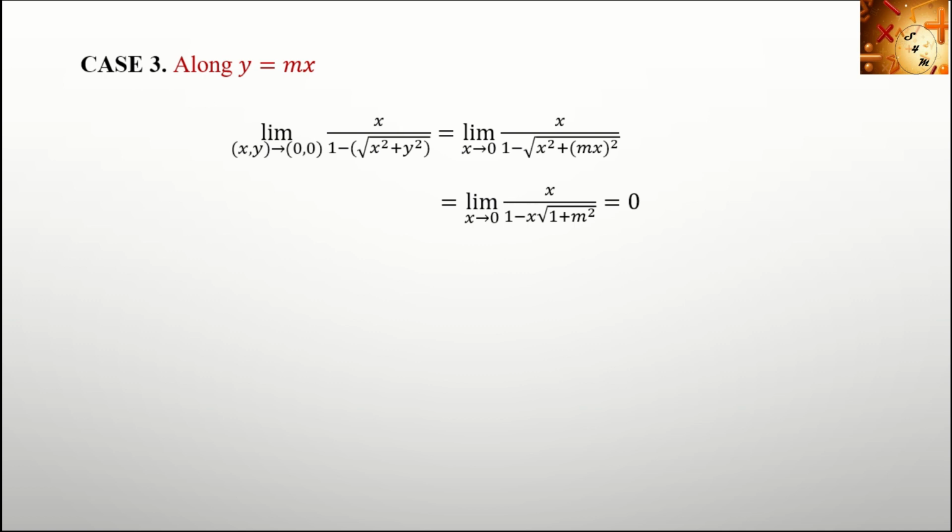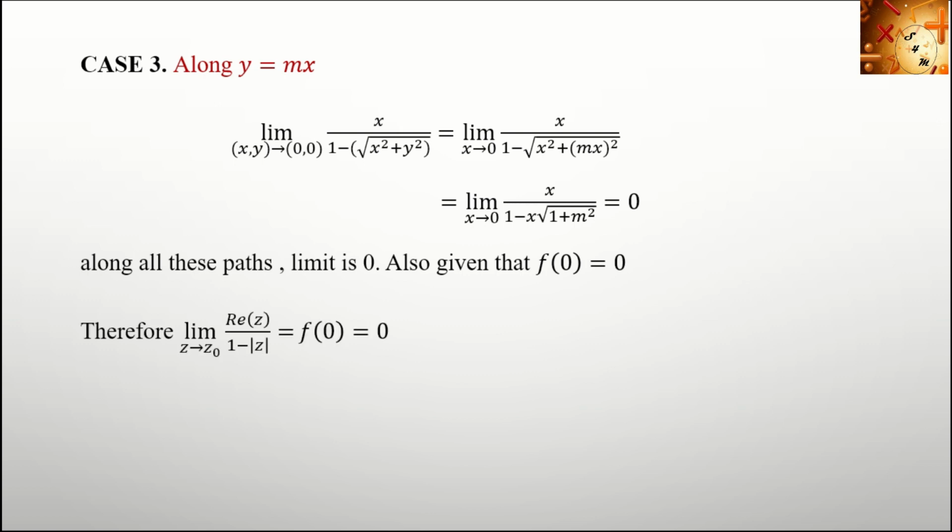And along the x-axis and along the y-axis, we get the limit as 0. So in all 3 cases, we got the limit as 0. Then we conclude that along all these paths, the limit is 0. And also given that f of 0 equal to 0. So here limit z tending to z0, f of z equal to f of z0, which is a condition for continuity. Therefore, limit z tending to z0, real part of z divided by 1 minus mod z equal to 0, which is equal to f of 0. Therefore, our function is continuous at z equal to 0.